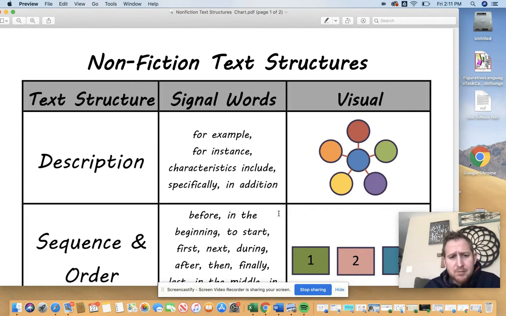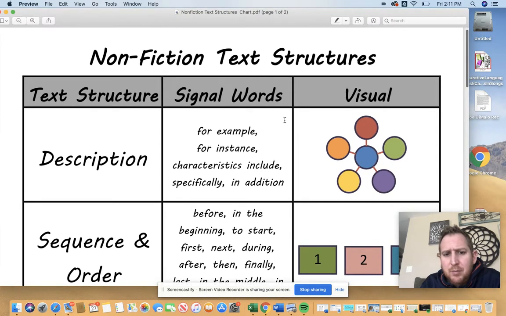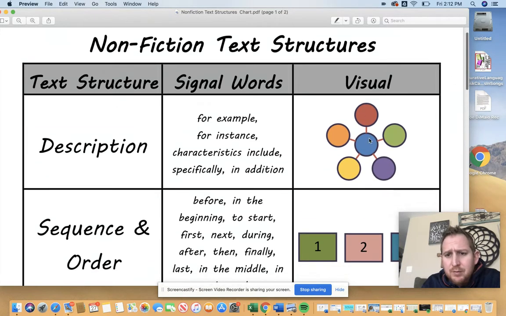So, quickly, I want to review the 5 different types of text structures that we're working with. This chart's cool because it also gives us some signal words. Usually, they're transition words, and they can help us figure out which text structure we're looking at. Over here are just some visuals, some graphic organizers that you might commonly see with each text structure.